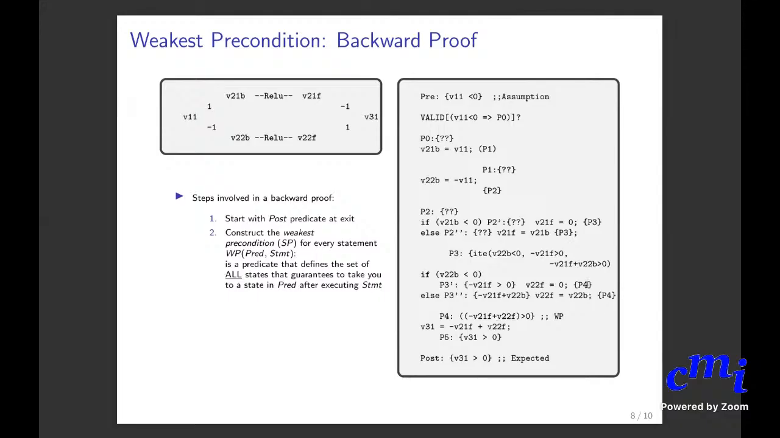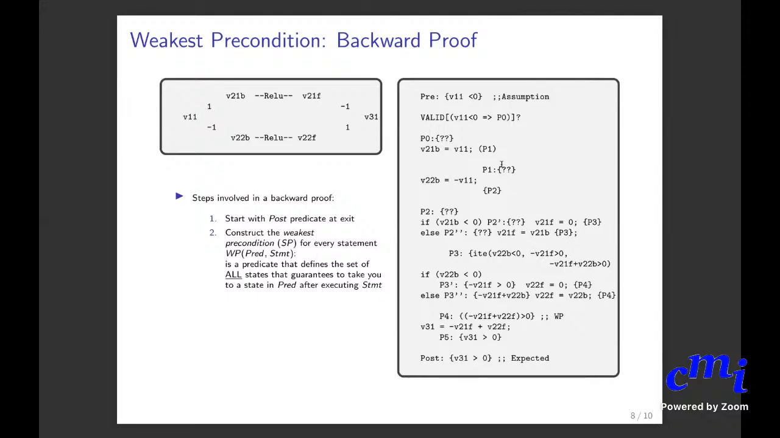Similarly, you propagate P4 across the then arm, okay? And here, since it is getting zero, you replace V22F with zero, and then you get the condition that minus V21F must be greater than zero. You then put them together by using a conditional formula, which says that if V22B is greater than zero, then this condition must hold, that you get the P3 prime, and otherwise P3 double prime has to hold good.